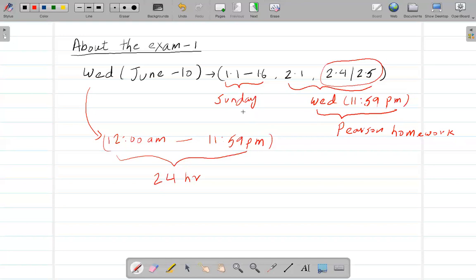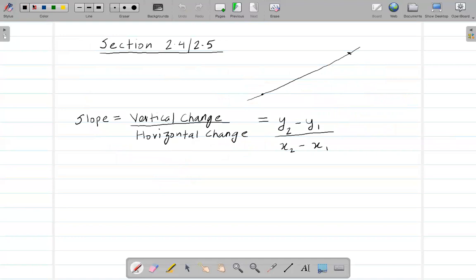Now let's go to sections 2.4 and 2.5. These sections are about the derivative. Before we define the derivative, I just want to talk about a few ideas behind it. First, I'm going to start with the slope.